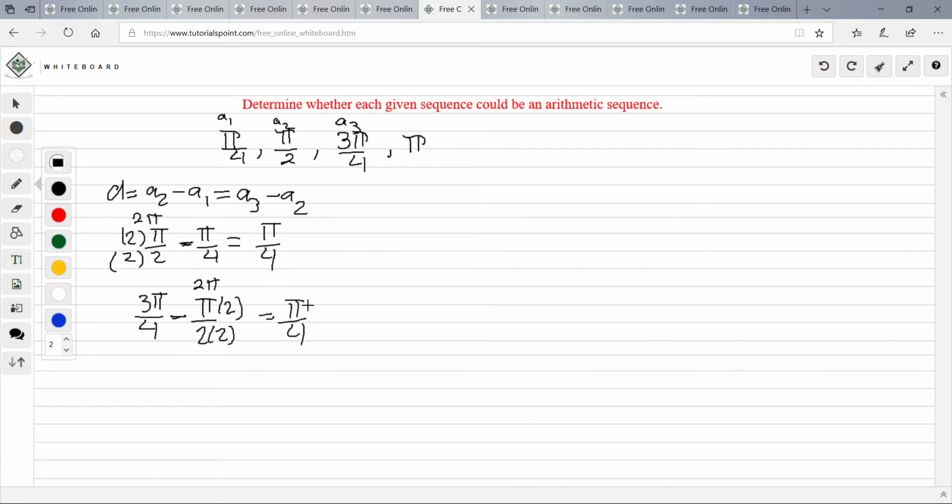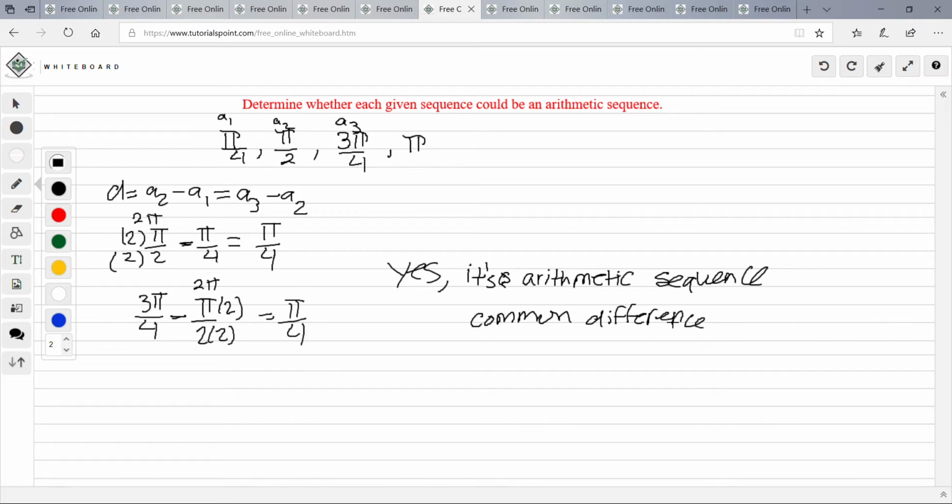They're both the same, so they do have a common difference. So yes, it's an arithmetic sequence, and a common difference of pi fourths.